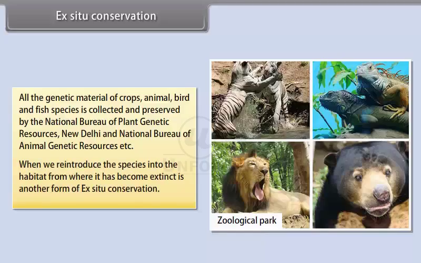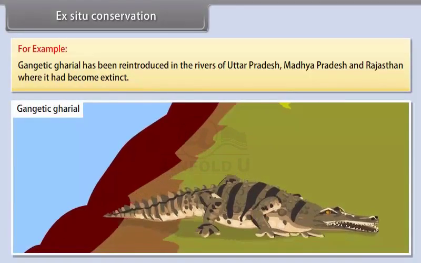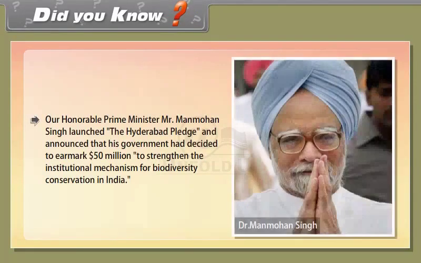When we reintroduce a species into the habitat from where it has become extinct, it is another form of ex situ conservation. For example, the Gangetic gharial has been reintroduced in the rivers of Uttar Pradesh, Madhya Pradesh and Rajasthan where it had become extinct. Did you know? Our Prime Minister Mr. Manmohan Singh launched the Hyderabad Pledge and announced that his government had decided to earmark $50 million to strengthen the institutional mechanism for biodiversity conservation in India.